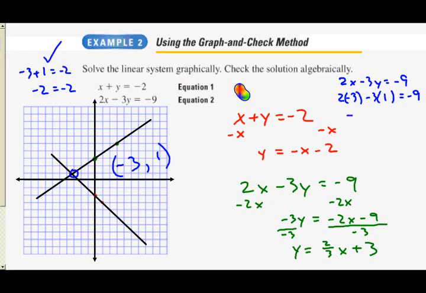2 times -3 gives me a -6, minus 3 equals -9. And of course we know if we add a -3, I get -9 equals -9. And again, I'm going to check that as true or a solution to this equation. Since that point is a solution to both equations, then we can call it a solution to the entire system.